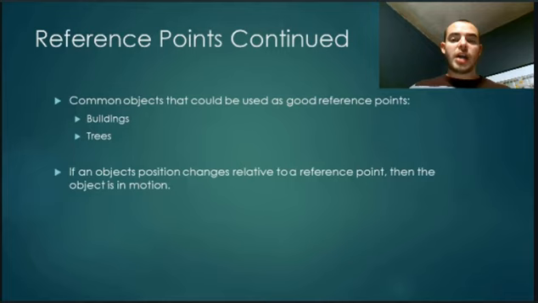Because of this, common objects that can be used as good reference points include buildings and trees. If an object's position changes relative to a reference point, then that object is considered to be in motion.